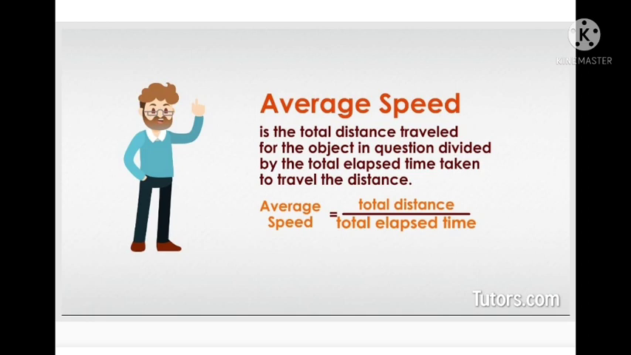Average speed is the total distance travelled by the object in question divided by the total elapsed time taken to travel the distance. The average speed is equal to total distance by total elapsed time.